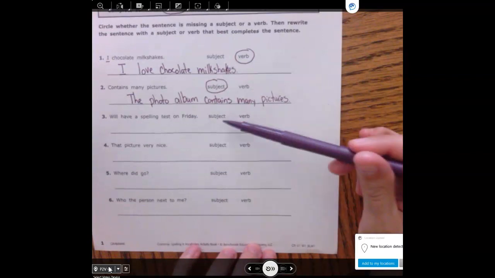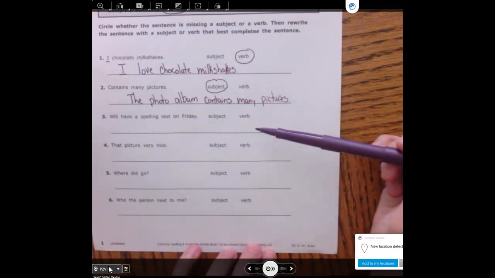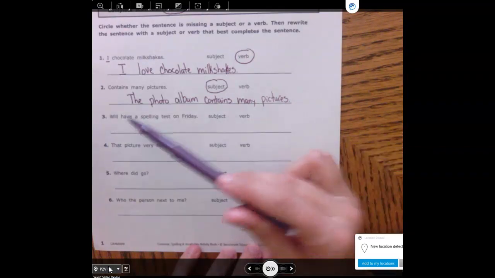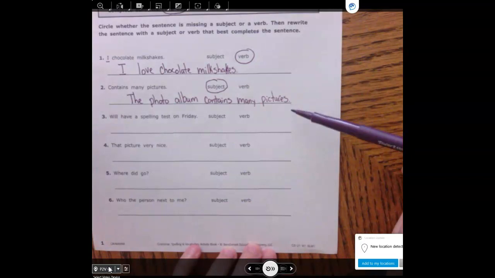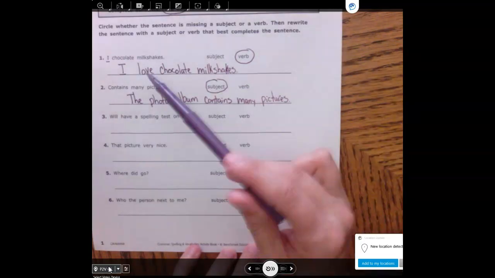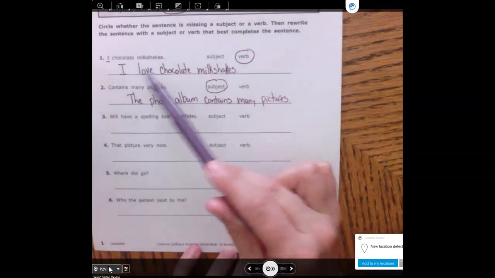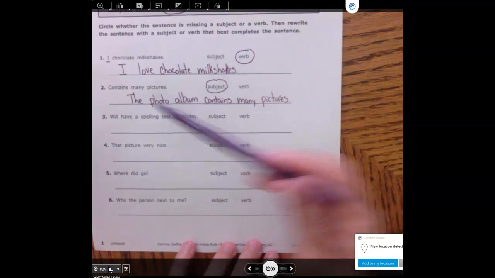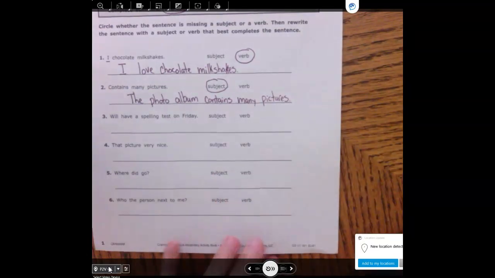missing a subject, the who, or is it missing the verb, the what's it doing, or is it missing both? And then you need to rewrite the sentence correctly. And you can make up your own. So if you want to say, I made a chocolate milkshake, that would be fine too. So you can change these sentences to make them make sense for you. Okay, so that's sentence fragments.